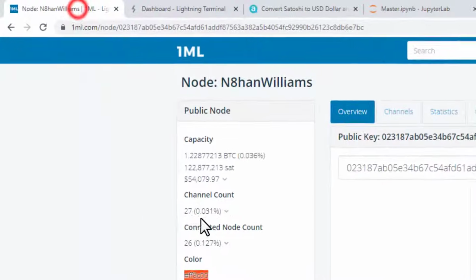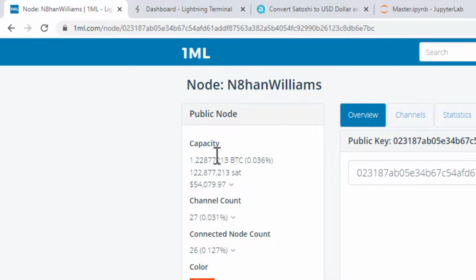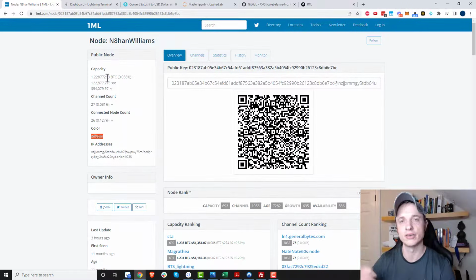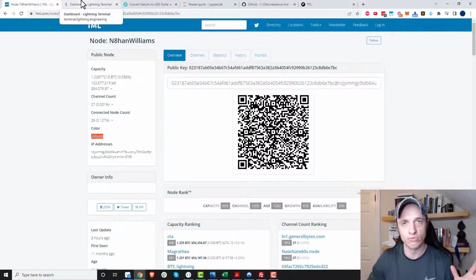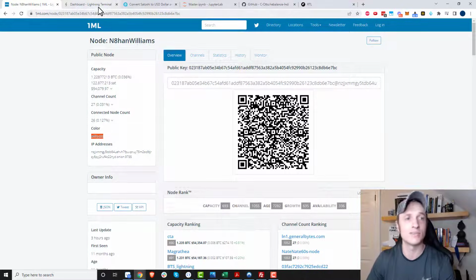Now, my node has a capacity of 1.228 Bitcoin, so it's not the largest node in the world. I imagine larger nodes make more money if they're run properly, of course. And also, I'm no professional Lightning node runner. I just do this as a hobby. I'm no scientist or anything like that. So I just run it in my free time, and these are my results.